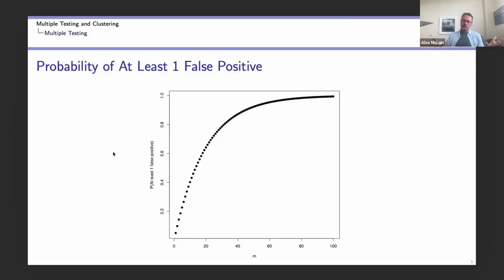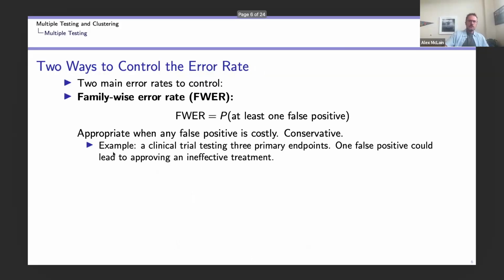So as statisticians, we don't like this. We don't like that we don't know what the probability is, that we're not setting that. There are some methods to control the error rate in these situations where we have multiple tests. To control the error rate, we first have to talk about what error rate we want to control. There are two separate error rates. We'll talk about the family-wise error rate and then the false discovery rate.